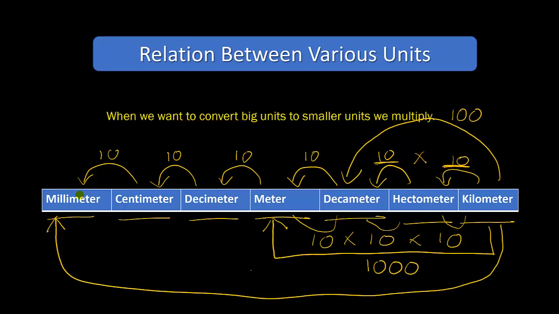So like this, it's going to be 10 multiplied by 6 tens. So I have to multiply 10 6 times by 10. So like that, it's going to be 1 million, 1 followed by 6 zeros. So I'm going to have to multiply kilometer by 1 million.